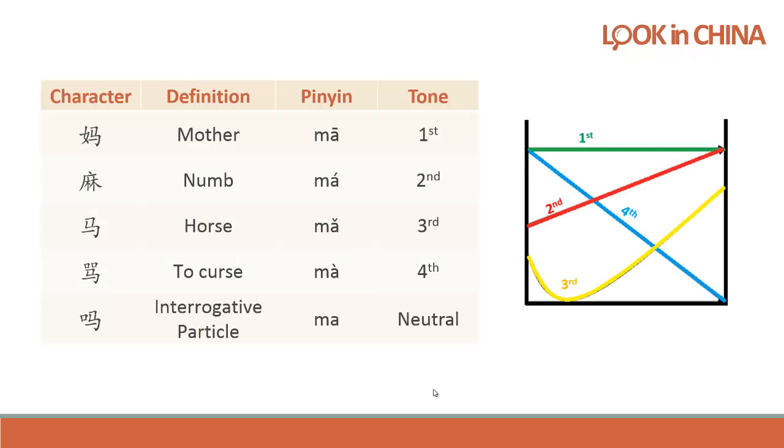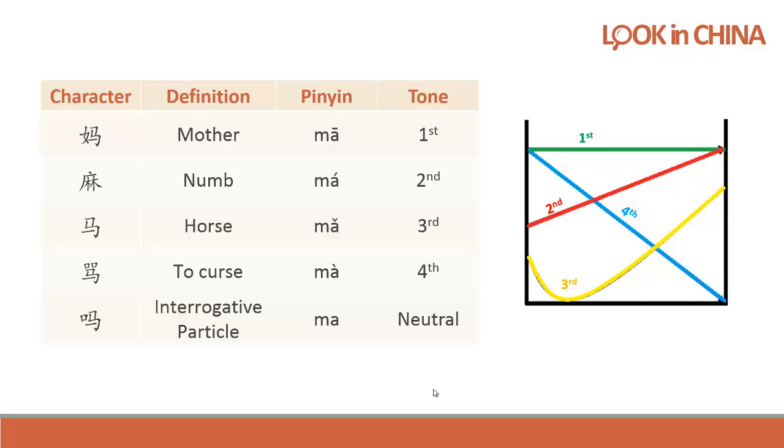Last lesson, you learned all about the 5 tones in Mandarin. Let's do a quick review. The tone is part of the identity of the character. 2 syllables with the same initial and final, but different tone can mean completely different things.